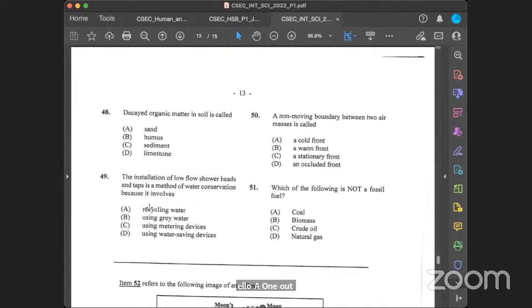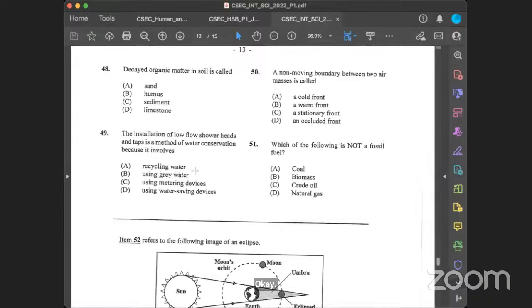Decayed organic matter in the soil is called what? I hope you know how to draw the soil profile. That was the question last year that determined grade 1s. I hope you remember.